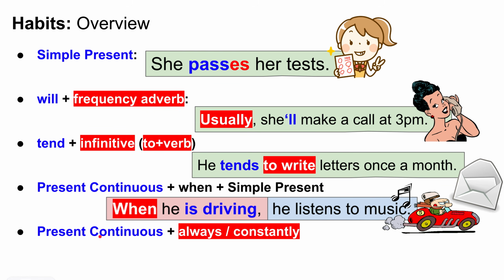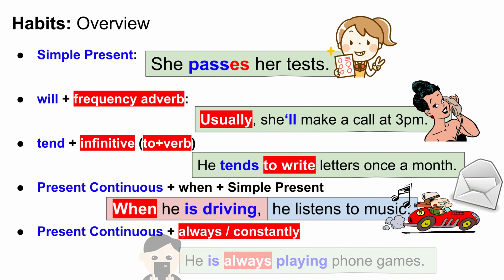And lastly, we use the present continuous plus always or constantly to express a habit in the present, and that is be plus always or constantly plus verb ing. For example, he is always playing phone games.